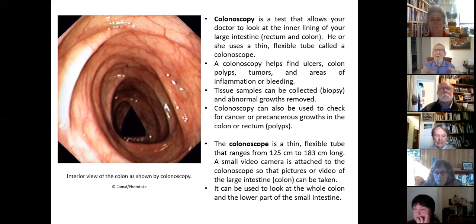They carry their own light source. They also have little instruments so that biopsies can be taken. I did have some videos given to me. I didn't keep them because they were just too uncomfortable, of colonoscopies where biopsies were taken.